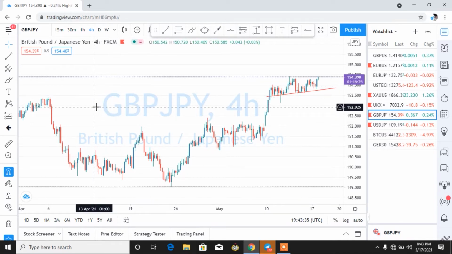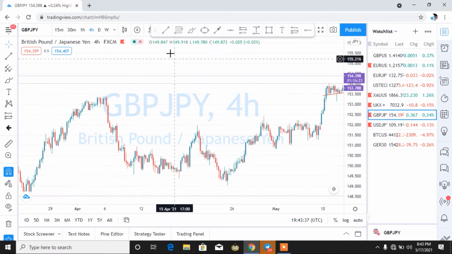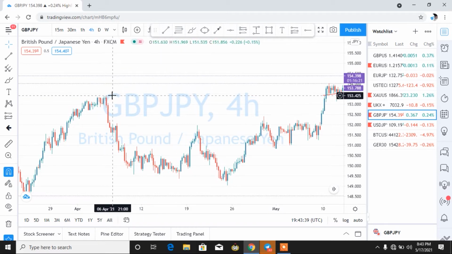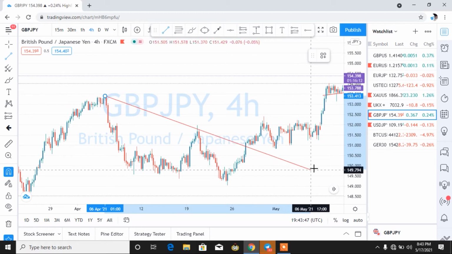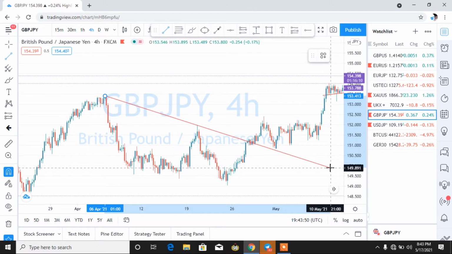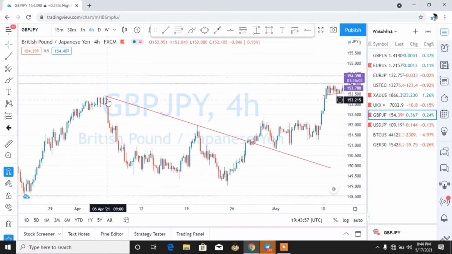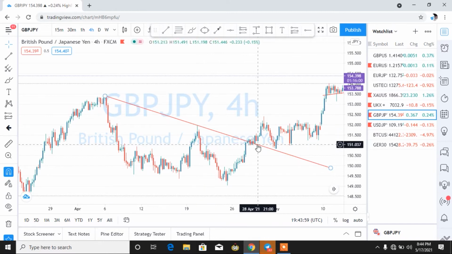Let's move the chart to the left side and see another trend line. In this case, if you want to draw a trend line in this market, this is how I would draw my trend line: here, here, and here. First touch, second touch, third touch, the market broke out, and we saw what happened: it came back to retest and also respected it.